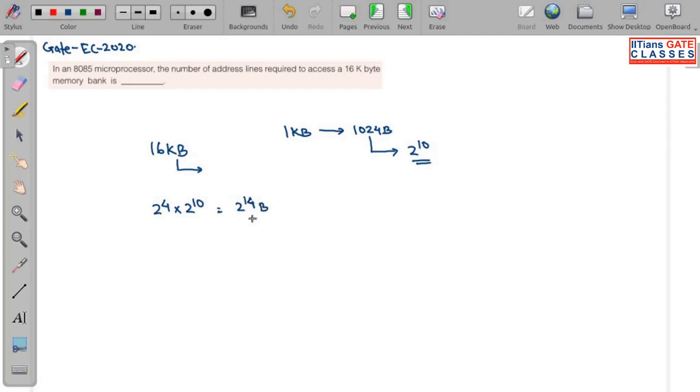So now for representing this much data, how many lines do I require? 14 lines. Okay, 14 lines we require. So your answer to this question was 14. Very simple question.